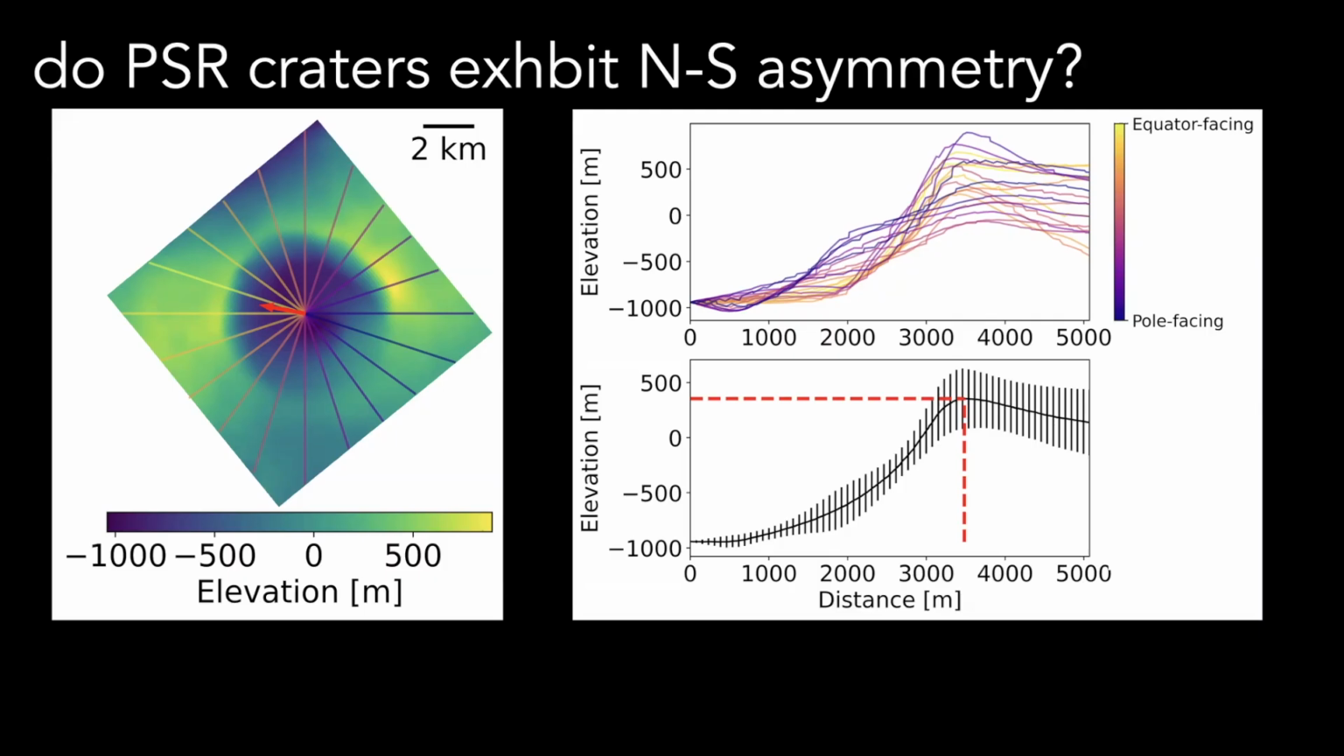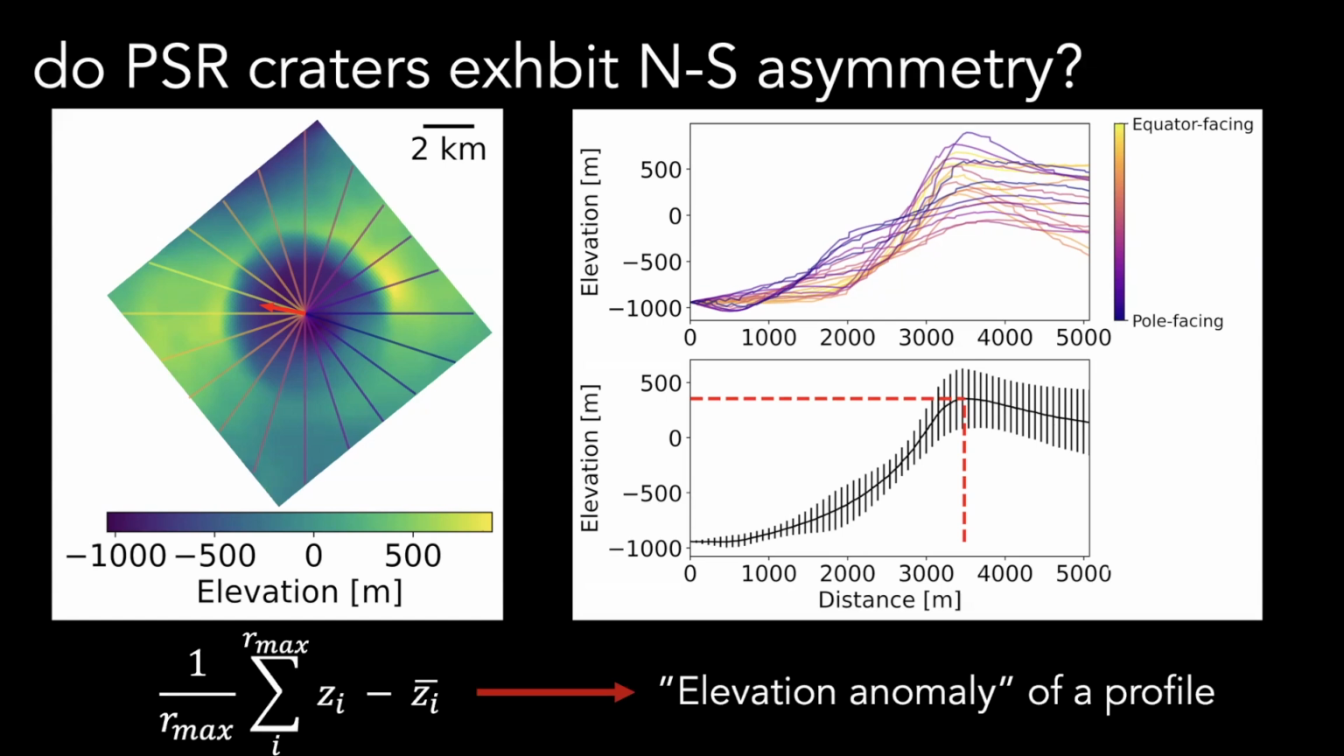Now on the shape model on the left, I've added this red arrow, which is pointing towards the pole, and I've colored the profiles based on their azimuth, with bright colors being equator-facing slopes and dark colors being pole-facing slopes. There are many different ways you could use these profiles to characterize asymmetry, but the first thing we thought to do was to find something that I'm calling here the elevation anomaly of each profile, which is simply the difference between each profile and the average, summed out to some maximum distance and normalized by that distance.